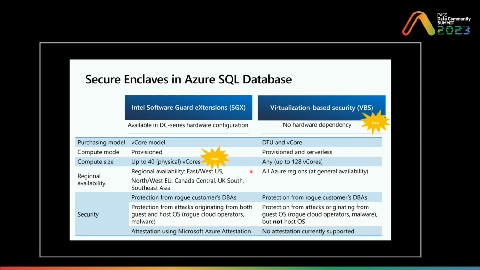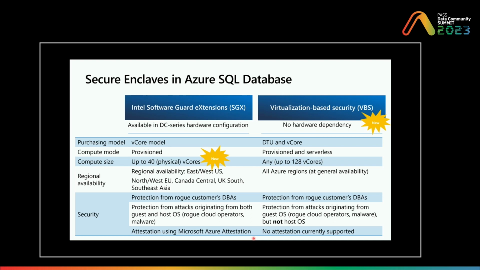So if you look at the number of regions that we have available for SGX, it's quite limited. It's only East and West US, Europe, Canada, UK South, and Southeast Asia. If you require SGX in a region that you don't see available here, give me a call or send me an email, and we can enable that region for you if you have a good use case. All right? Now, you're probably wondering, what is the difference? What should I choose? Should I go for SGX enclaves, or should I go for VBS enclaves?